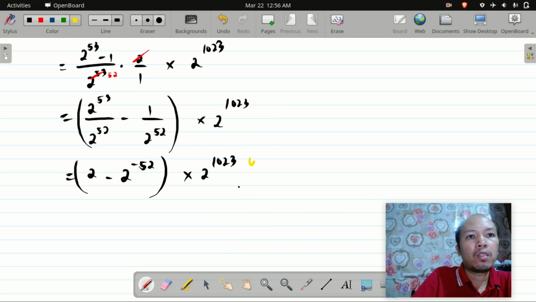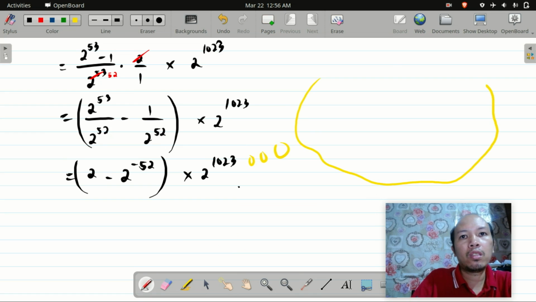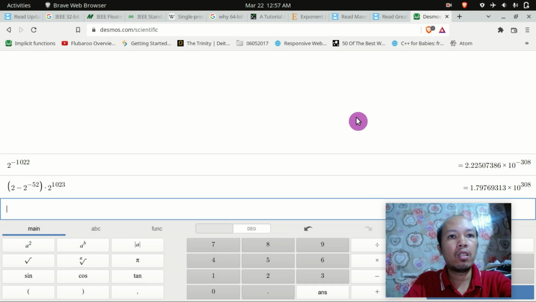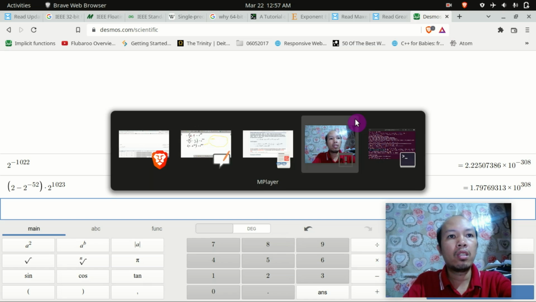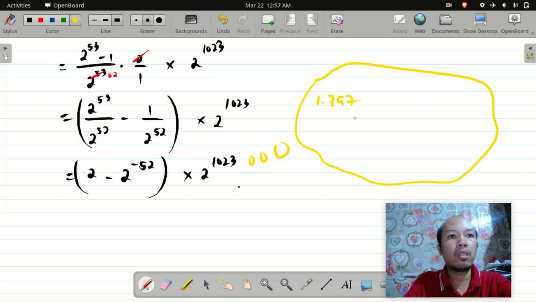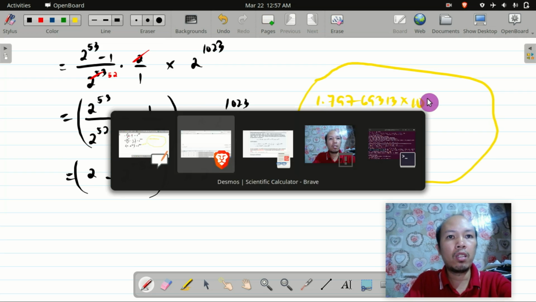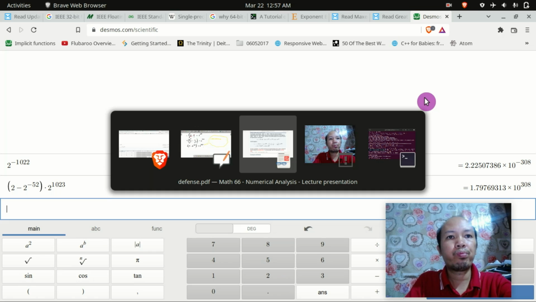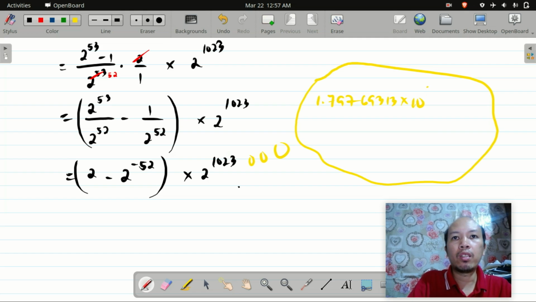The double dot here, 1.797693 times 10 to the 308, sorry, 308.